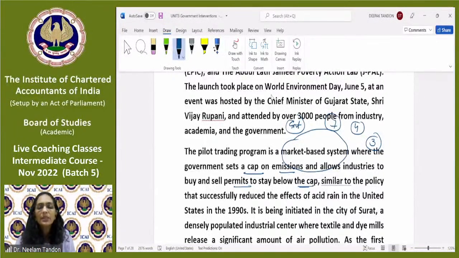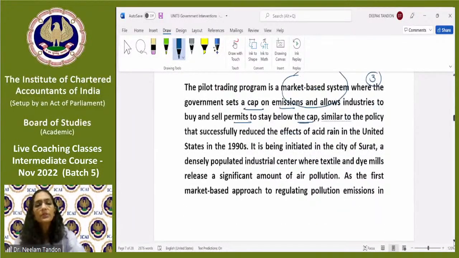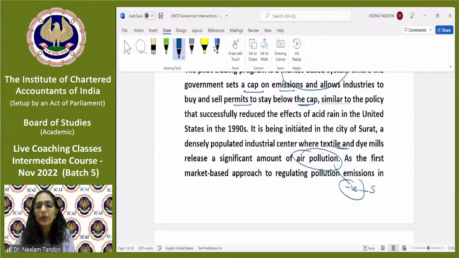So similarly, this will lead to what? The same thing happened in US and it resulted in acid rain. So that is negative production externalities, you see. So they have started this in Surat, which is a densely industrial center. So this was an industrial sector where there were textile and dye mills. And these dye mills release air pollution. So air pollution is what? Negative externalities created by textile and dye mills. And what was happening because of this? The cost was going up, social cost was going up, leading to loss of social welfare.